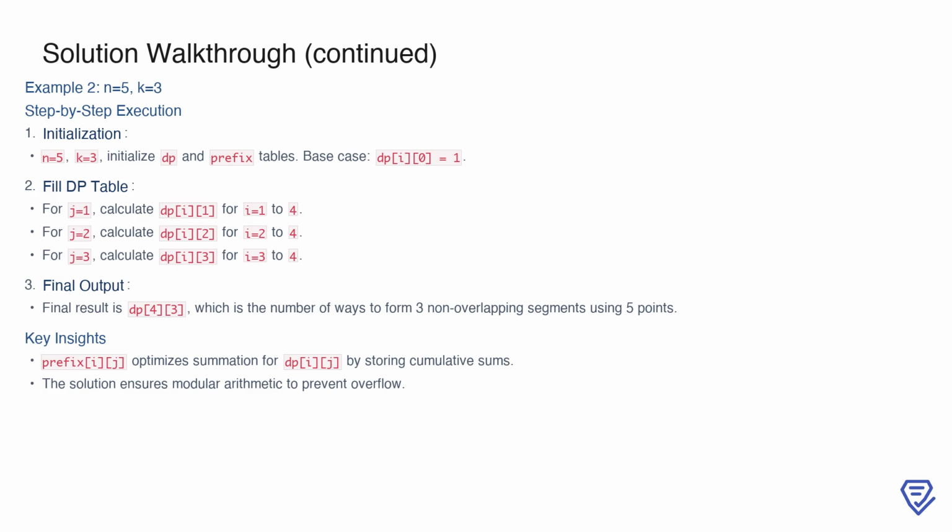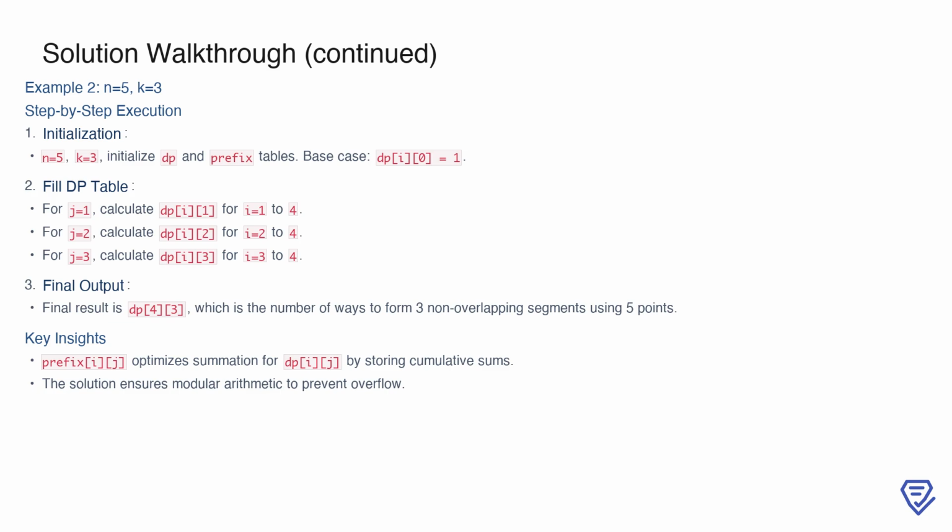Let's now consider another example with n equals 5 and k equals 3. Here, we initialize the tables just as before, with the base case dp[i][0] equals 1. To fill the table, we calculate dp[i][j] for each combination of j segments and i points. For j equals 1, we compute the number of ways to form one segment using up to 4 points. Then for j equals 2, we calculate the configurations for 2 segments, and finally for j equals 3, we determine how to form 3 non-overlapping segments. The final result is stored in dp[4][3].